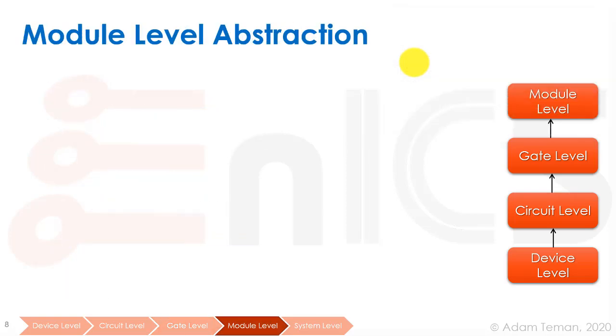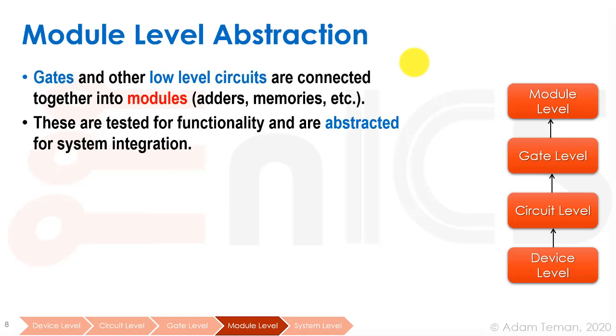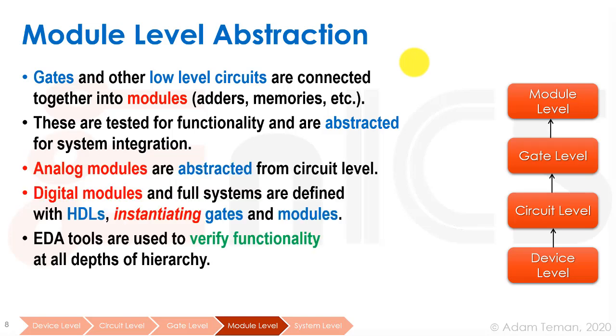That leads us to the module level abstraction. So after we have these gates and we know how they act, we can use them to build larger modules. So gates and other low-level circuits are connected together into modules such as adders, memories, etc. And these are tested for functionality and are abstracted for system integration.